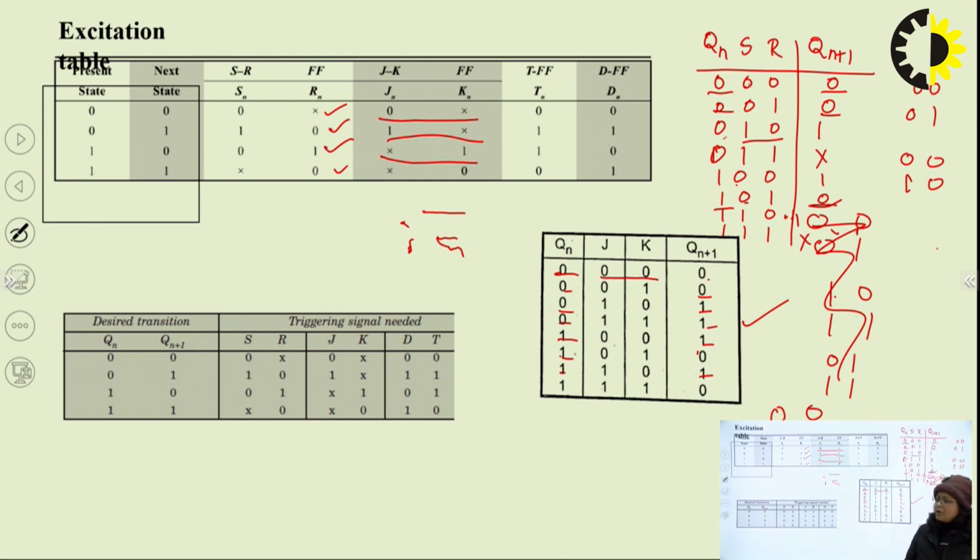Similarly, we can write it for D. For D, we know that D equal to next state. So next state 0 1 0 1, that will become D. And for T, we know that it's a toggled output. So when there is no change, that is T equal to 0. 1 to 1, T equal to 0. And when there is a toggling, that is T equal to 1. So using this, we find out one more table, that is excitation table of SR, JK, D and T flip-flop.